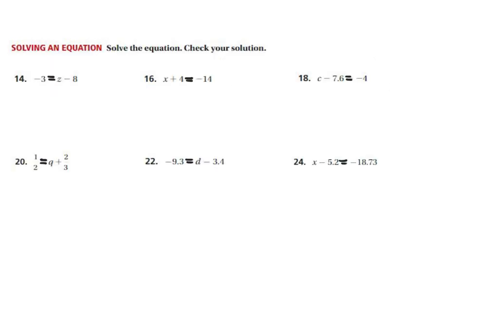In questions 14 through 24, we're going to solve the equation and check our solution. So for number 14, we're going to draw in our line or our wall, and we will do the opposite of negative 8, which is to add 8. We'll add 8 to the other side as well. Negative 8 and positive 8 are opposites, so we end up with z equals 5.